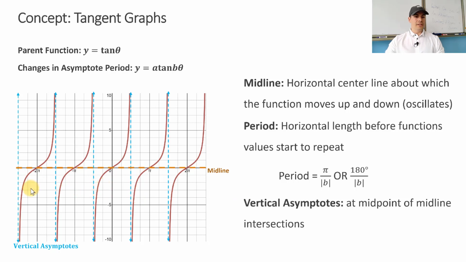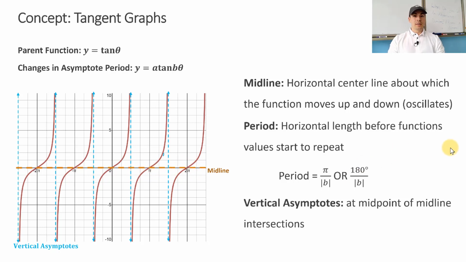Another way I can think of this is if I start at the origin, my tangent function starts at the origin. Now I can go half of my period one direction and half of the period the other direction, in the negative x direction, or negative theta direction, I guess. And that would be one period right there. From there, you can just repeat that, and you're going to have this repeating graph that looks like this. So you'll have your vertical asymptotes at every midpoint between these midline intersections.